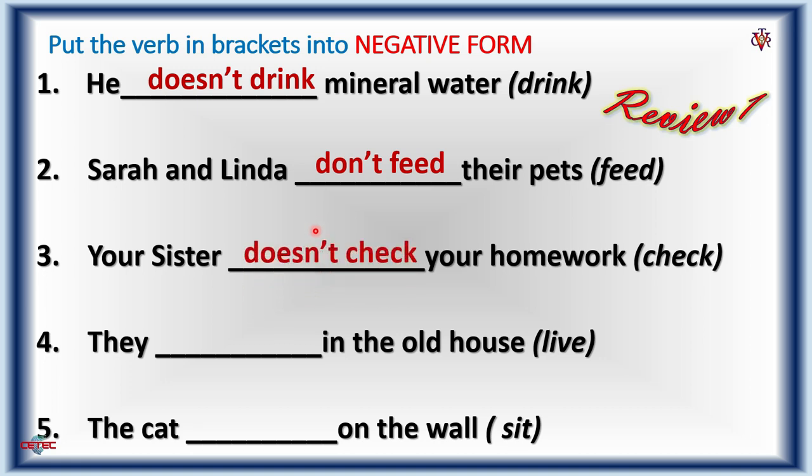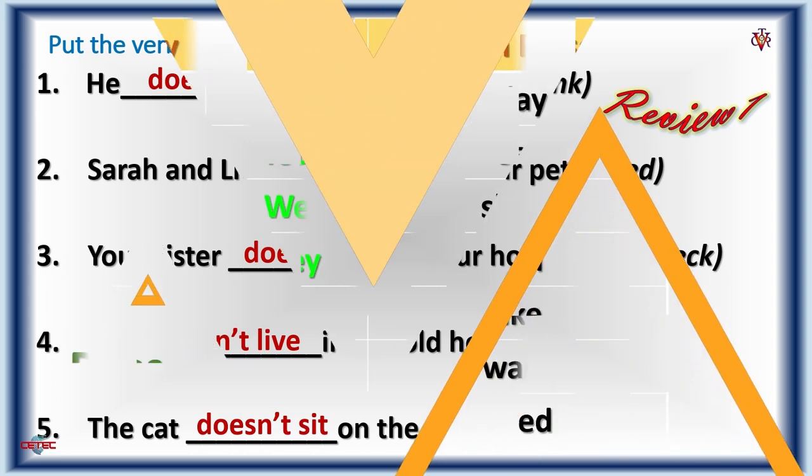Your sister doesn't check your homework. Sister is about a girl, and we use the negative form doesn't. They don't live in the old house. Here, the verb live in a simple form. The cat, it doesn't sit on the wall. Check your answers, and don't forget how it is in a negative form.